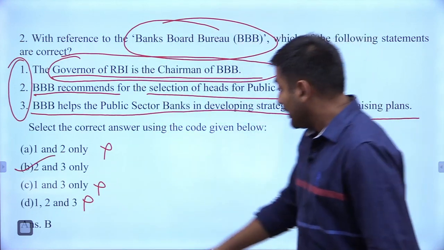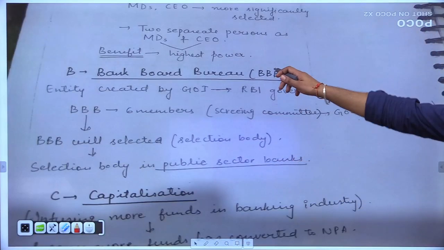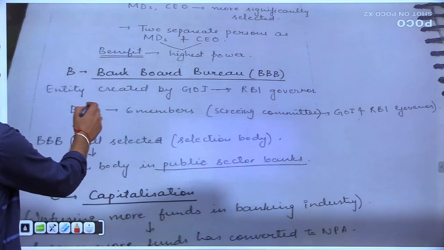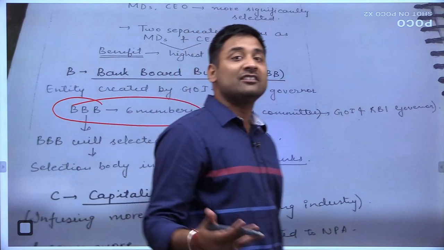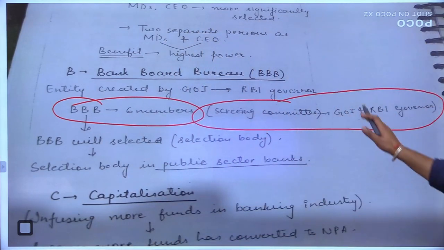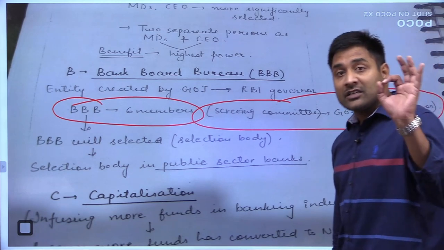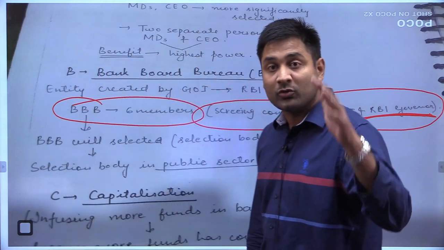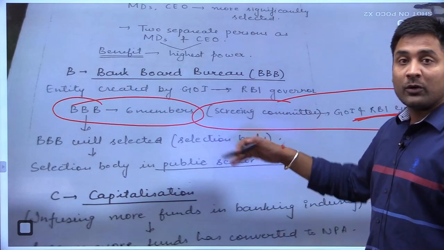Now, has it been covered in our notebooks class? Yes, this is the Bank Board Bureau, and it is clearly mentioned that it has 6 different members. Who is going to select these 6 members? It is a screening committee which consists of the Government of India and the RBI's governor. So the RBI's governor is not a member of the Bank Board Bureau; he is the person who selects the members of the Bank Board Bureau. So from this, what can we say?